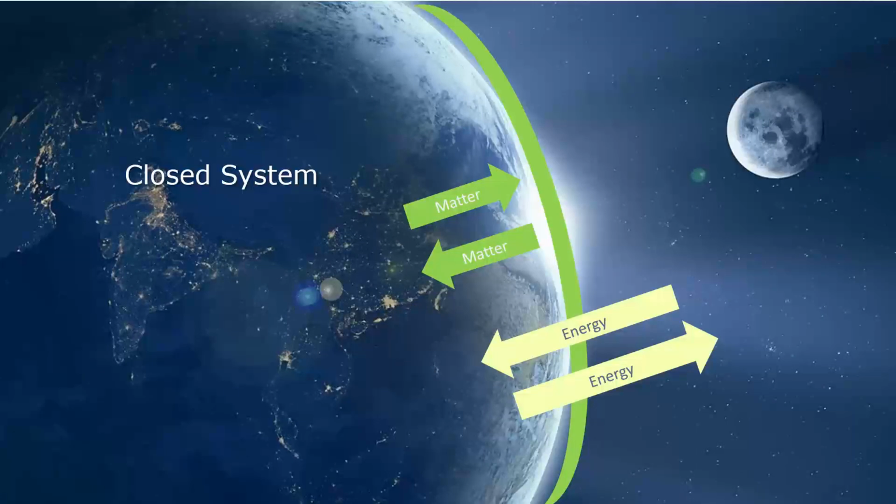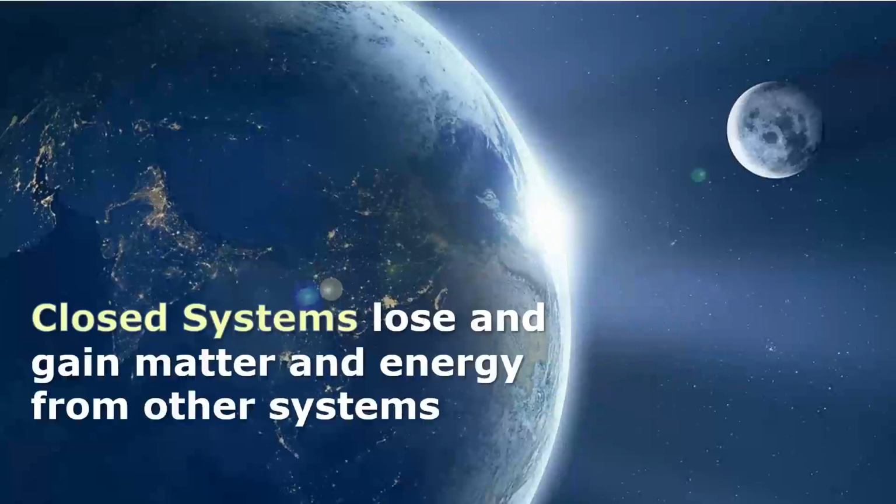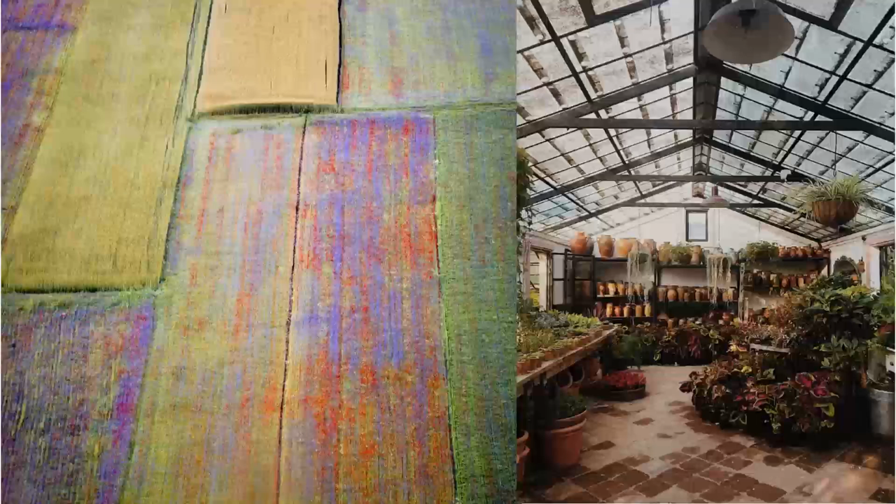Solar energy from our star heats our atmosphere, and heat in the atmosphere leaks out into space. So by definition, closed systems only exchange energy with other systems. They're not going to gain or lose any mass.